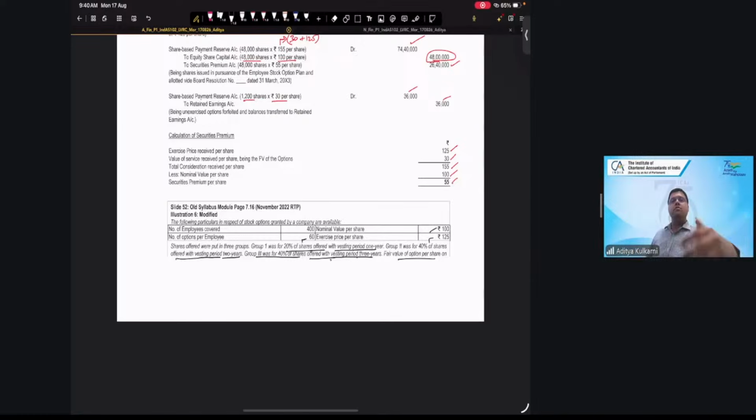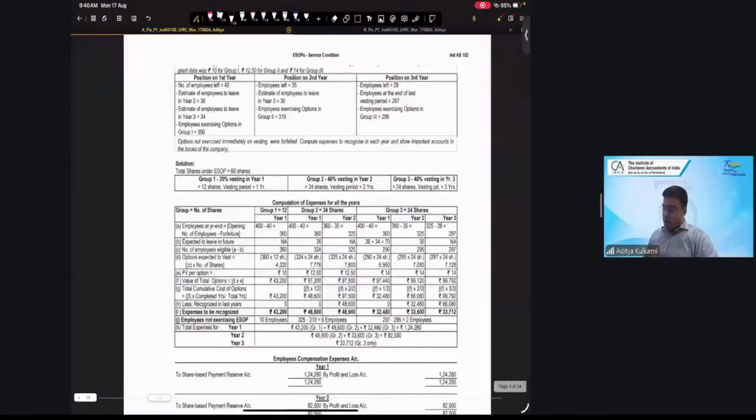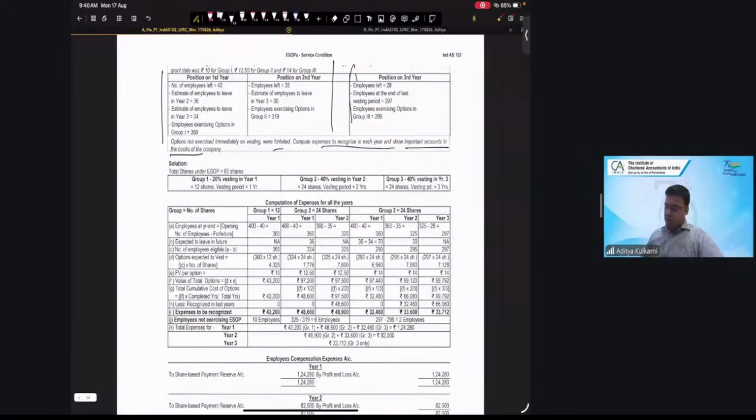So first year, you walk away with 20%. Second year, you walk away with another 40, so 20 plus 40, 60. Third year, you walk away with the final 40%. So that brings 100%. An employee who stays for 3 years takes 100%, leaves in 2 years, 60%, leaves after 1 year, 20%. It is advantageous that it is flexible and he does not go empty-handed if he leaves within 3 years. Fair value of option per share on the grant date was 10 for group 1, 12.5 for group 2 and 14 for group 3.